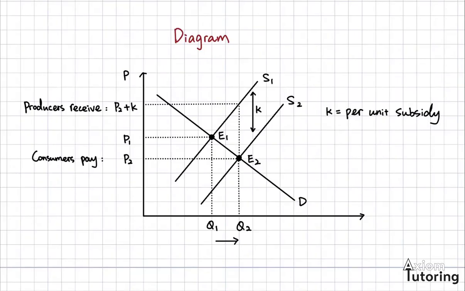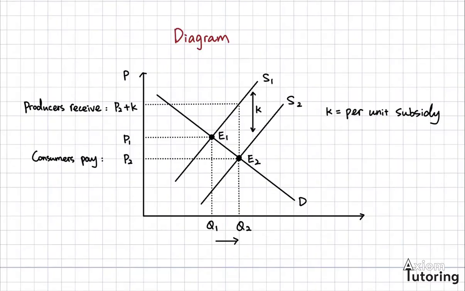In this diagram, the supply curve will eventually shift from S1 to S2 due to the per unit subsidy K. This results in a lower market equilibrium price from P1 to P2 and a higher transaction quantity from Q1 to Q2. This is good for consumers as they benefit from lower prices and get to enjoy larger quantity.